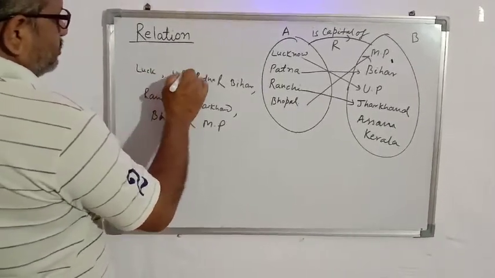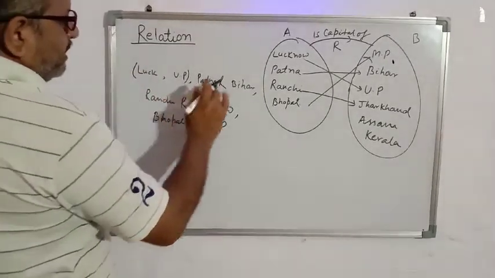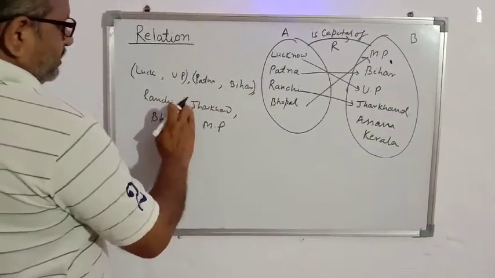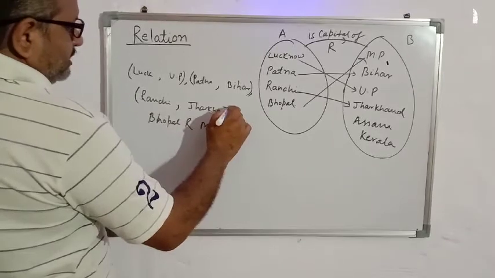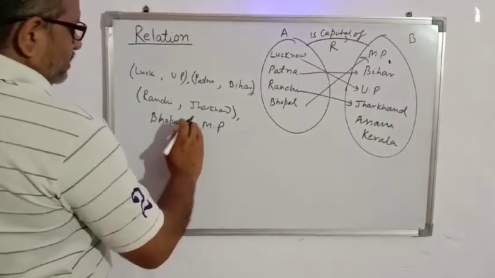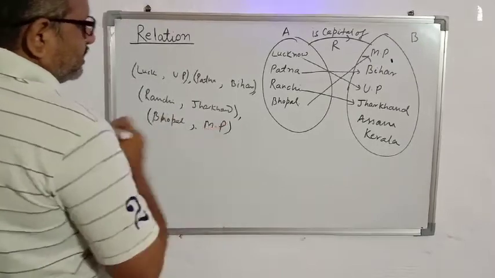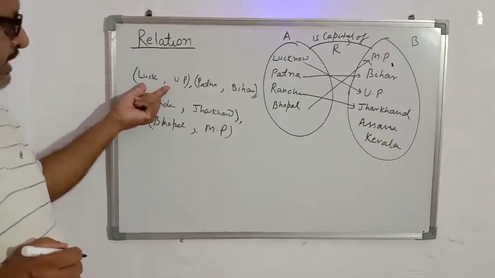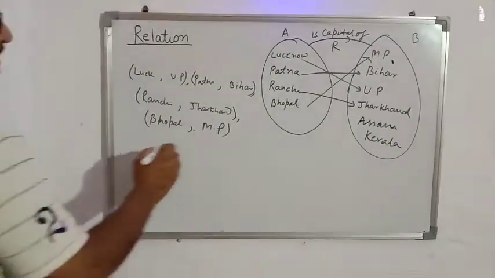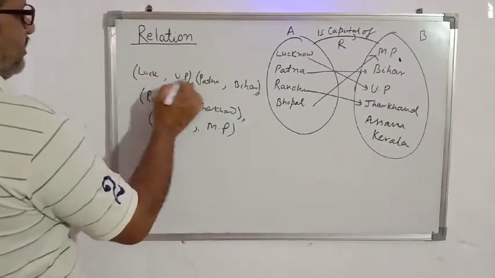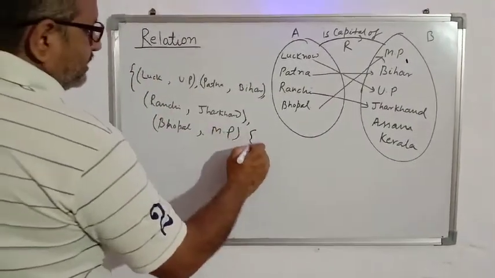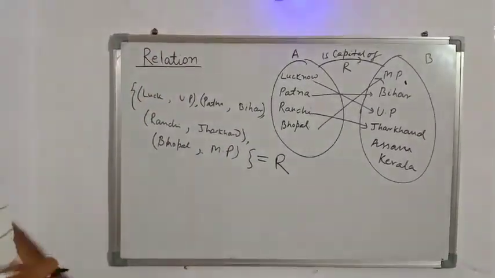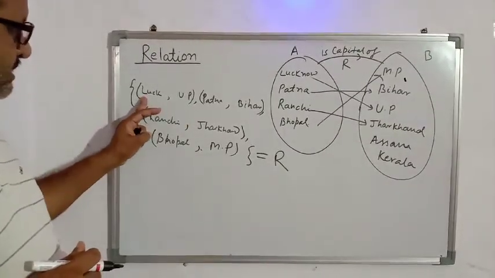and put a comma between these two, we can represent it by an ordered pair. Omit the R, put a comma, write in the small bracket. In this way, we can represent this relation by ordered pairs. And if we write the collection of these ordered pairs in curly brackets, then it will become the relation set R.